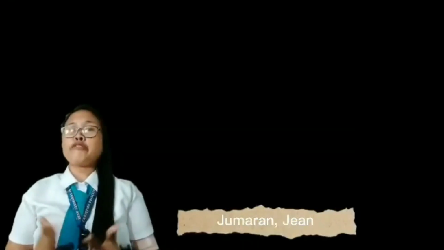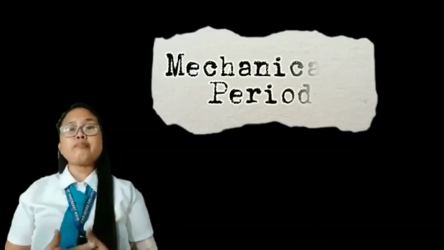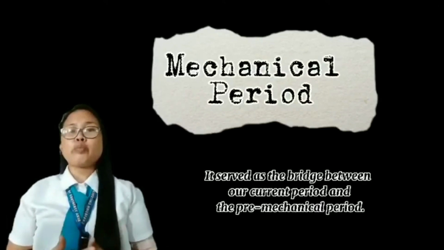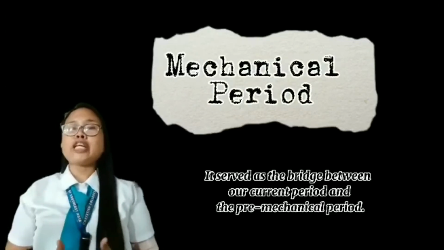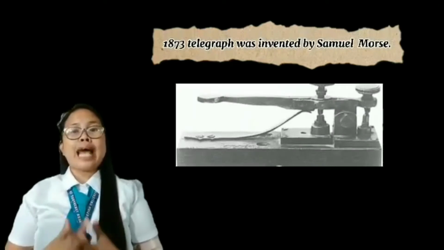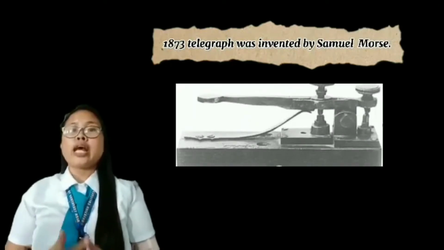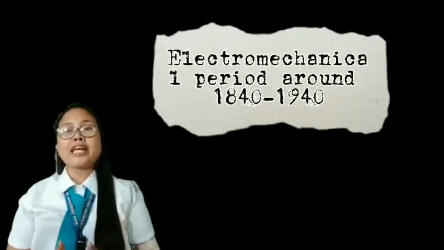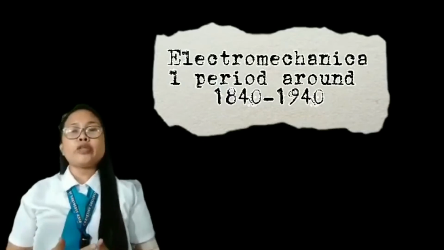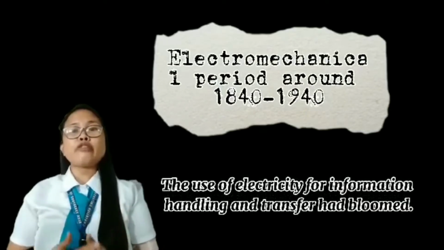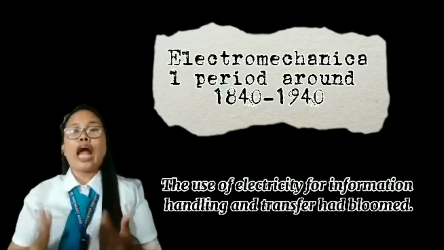The second period of the information age is the mechanical period. It served as the bridge between our current period and the pre-mechanical period. In 1873, the telegraph was invented by Samuel Morse. The next period is the electromechanical period, around 1840 to 1940. The use of electricity for information handling and transfer had bloomed.